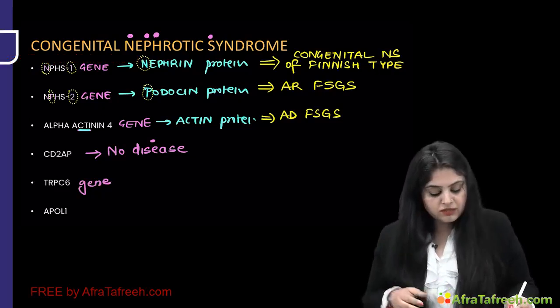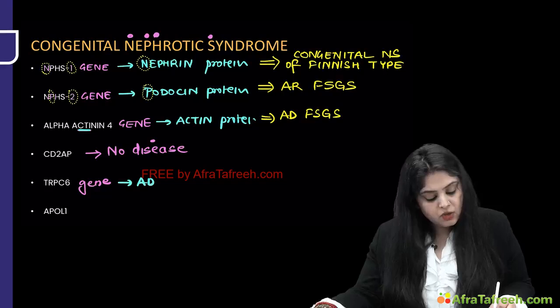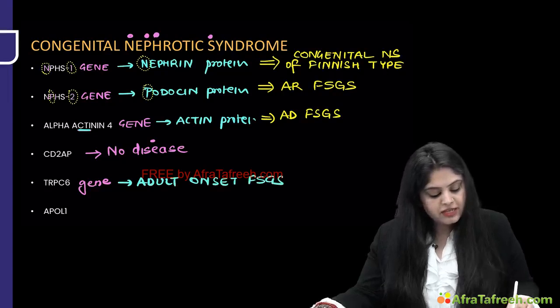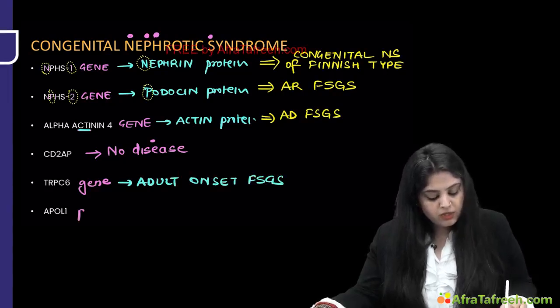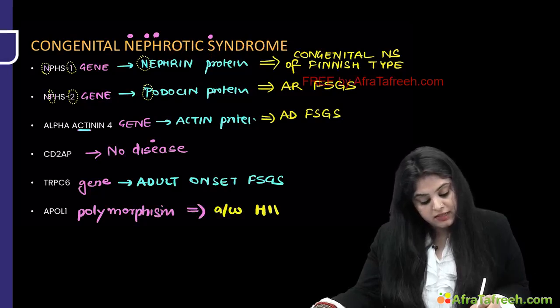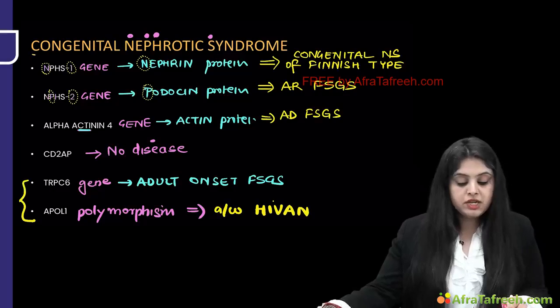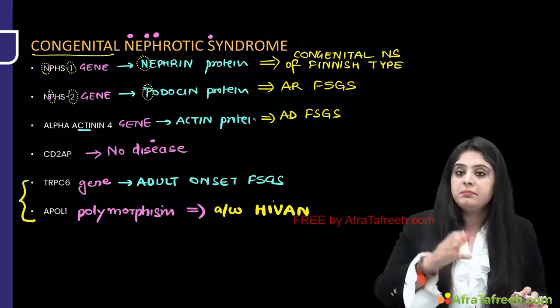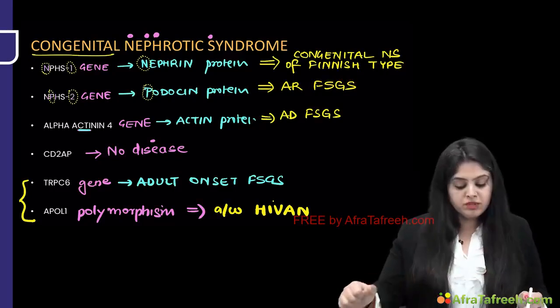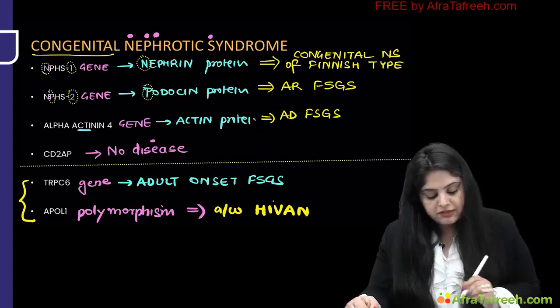So please remember, if there is TRPC6 gene mutation, it results in adult onset FSGS, and if there is an ApoL1 gene polymorphism, that has been seen associated with HIVAN, that is HIV associated nephropathy. So these might not ideally be the congenital varieties, but only for completing your genetics, I have put them up over here. Under congenital variety, obviously these are the ones that you guys have to know.